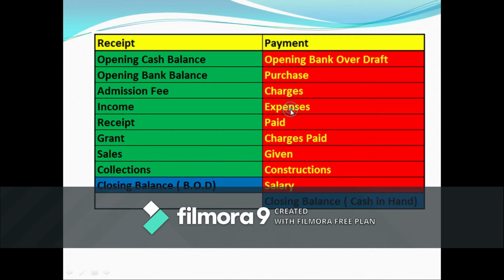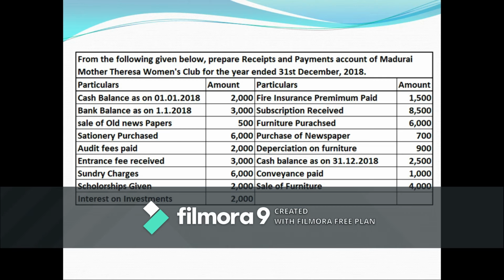Here, payment side. Similarly, whenever the cash goes out, it will be recorded in payment side. So opening bank overdraft, purchase of any asset, charges paid, expenses paid. Words ending with paid, charges paid, given. Given means money given. Constructions, salary. So anything containing such a word in the particular account, the cash goes out. That's why it will be recorded in payment side.